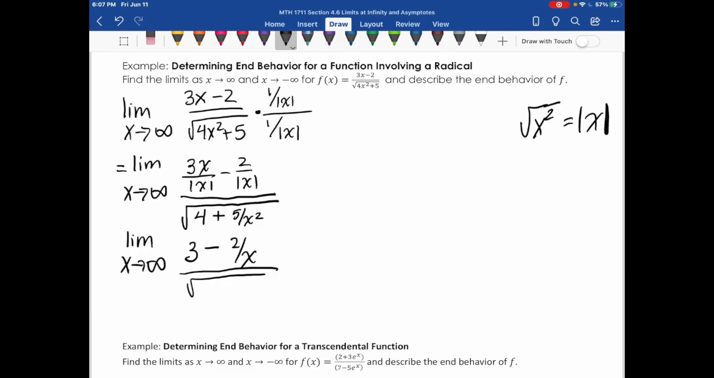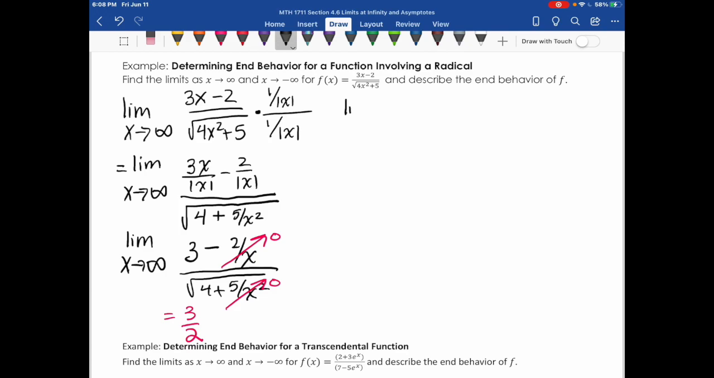And then in the denominator, I have 4 plus 5 over x squared. As I look at the limit as x goes to positive infinity, as the x's get really, really big, this is going to get close to 0. This is going to go to 0. And then what you're left with is 3 over the square root of 4, which is 3/2. So the limit as x goes to positive infinity of this function is going to be 3/2.